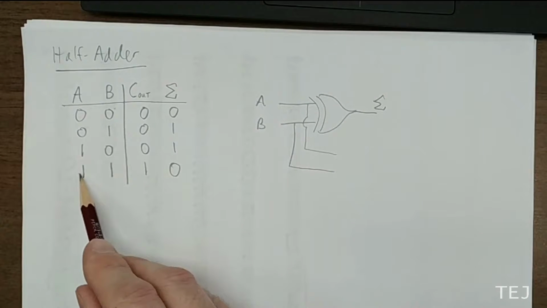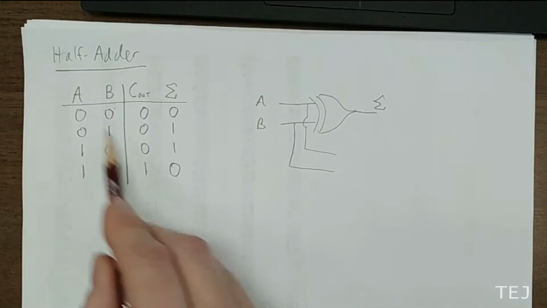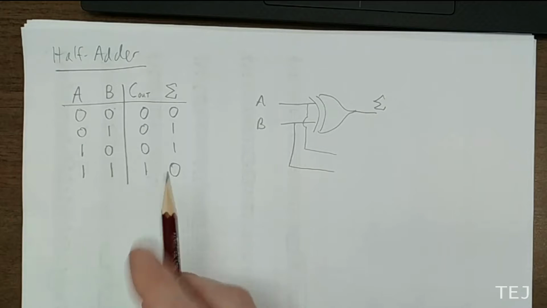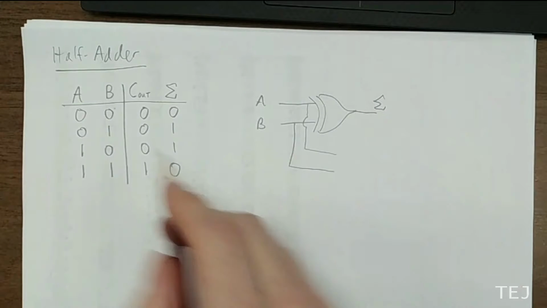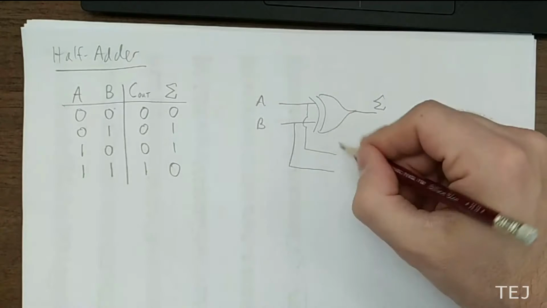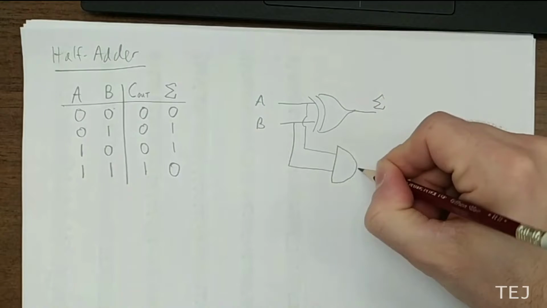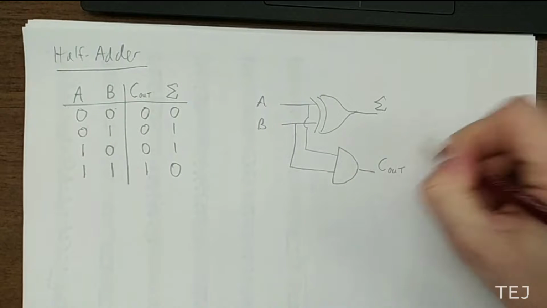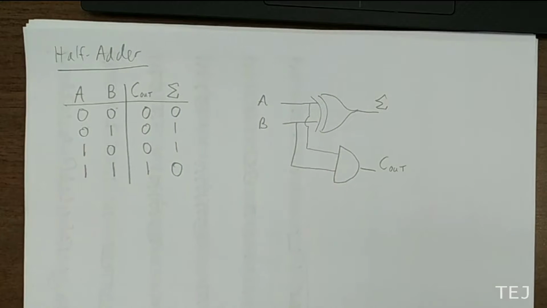So if we AND these two together, let's take a look. ANDing them, this is just the AND, right? C out is AND. So everyone should be able to see that C out is just a basic AND gate. So that's C out. So this is the half adder. That's it. That's the half adder. There's nothing more complicated about it. Any questions about that?